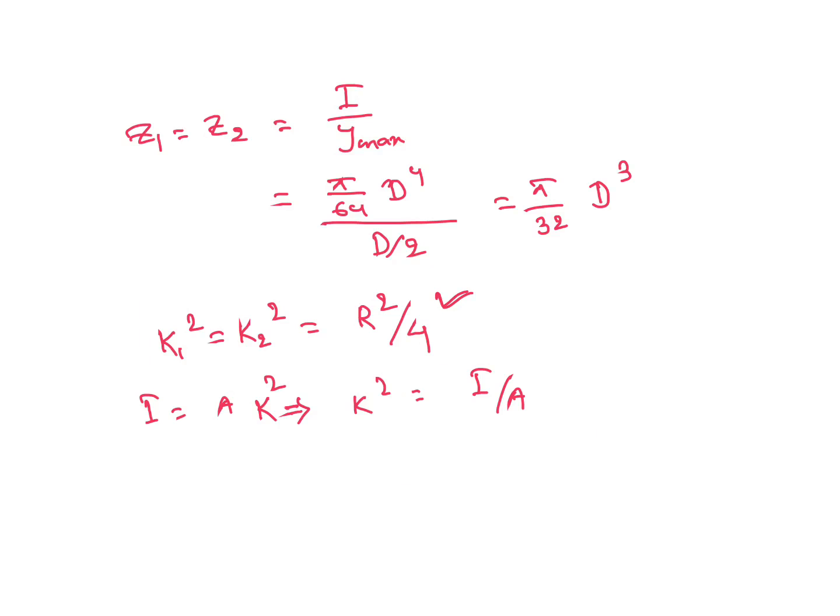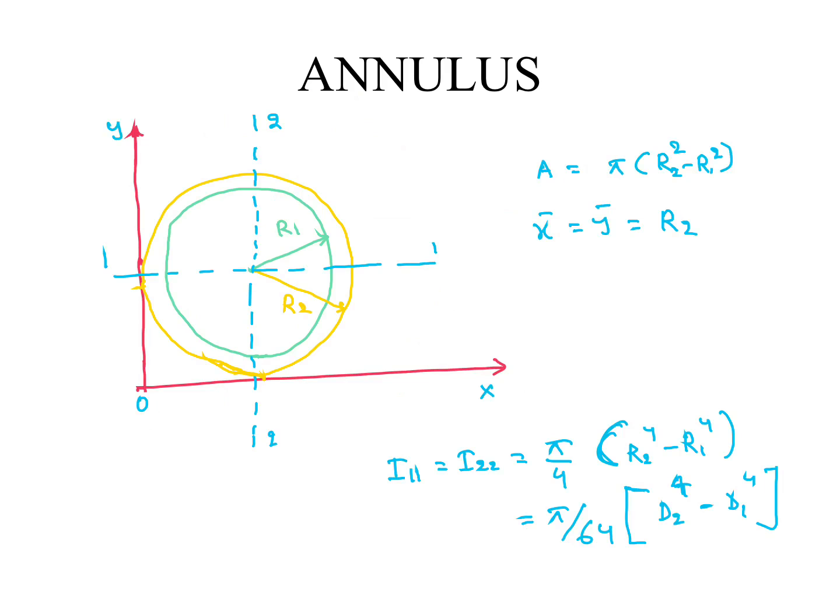Then for annulus region, outer radius is r2 and inner radius is r1. Area is pi into r2 square minus r1 square. X bar and y bar both are r2. Moment of inertia I11 equal to I22 equal to pi by 4 into r2 to the power 4 minus r1 to the power 4, or in d term pi by 64 into d2 to the power 4 minus d1 to the power 4.